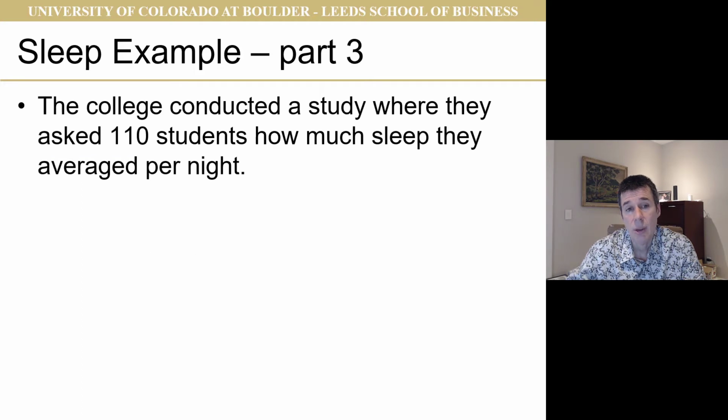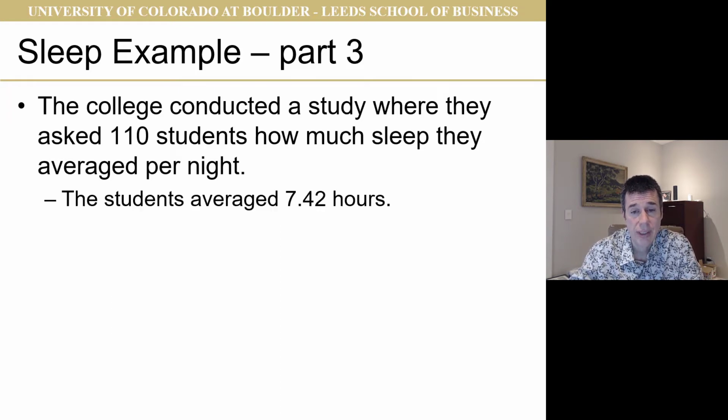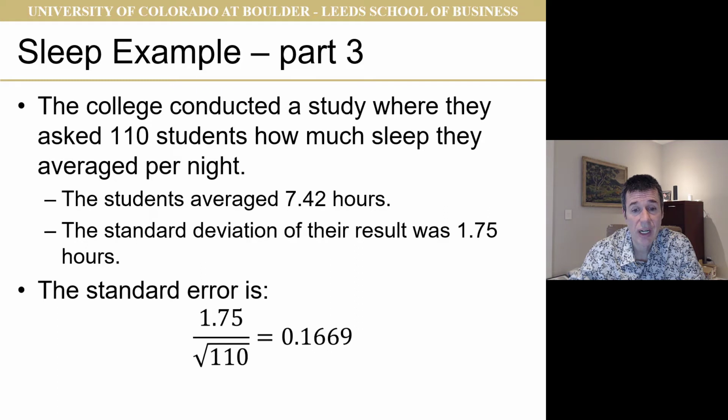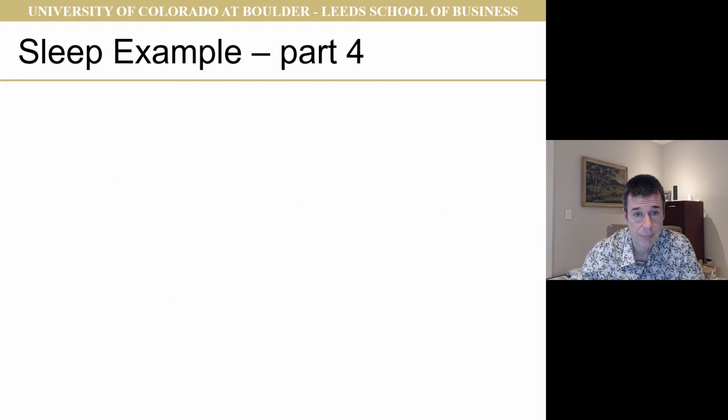So, go back to our sleep example. The college conducted a study where they asked 110 students how much sleep they averaged per night. The students averaged 7.42 hours, and the standard deviation of the results of this survey was 1.75 hours. Now we can calculate the standard error. That's 1.75 divided by the square root of 110, or 0.1669.